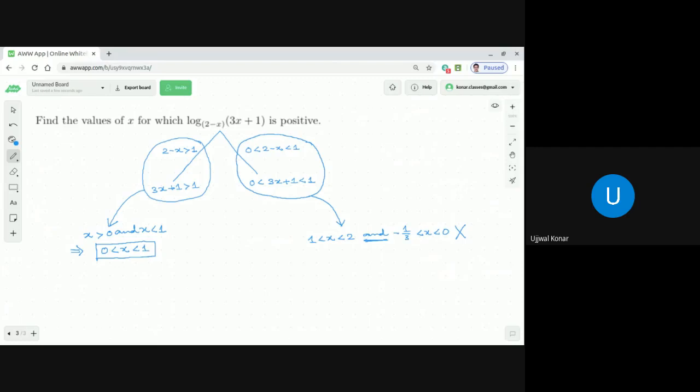So finally, what are we going to get? We are only going to get 0 less than x less than 1 as the solution set. All of you agree with me, dear students? Okay, now let us focus on some other questions we are going to solve together. This is the question I gave at the beginning of the class, and we are going to solve it now together.